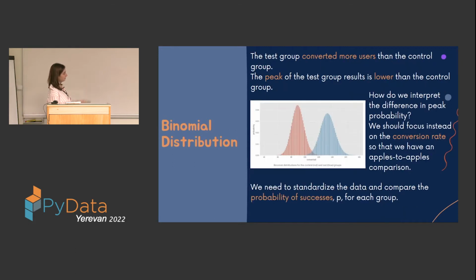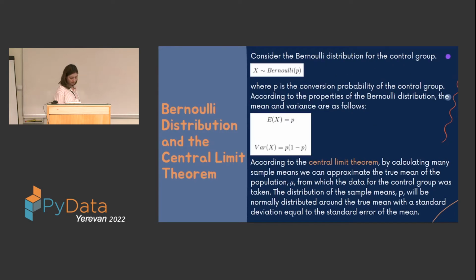But what if we convert this line into an actual distribution? The red one is the distribution of the A variant, and the blue one is the distribution of the B variant. So what can we say here? We don't have an apples-to-apples comparison, because this is just the distribution of their conversion rates, and we can't compare them. We don't know how many users there are.